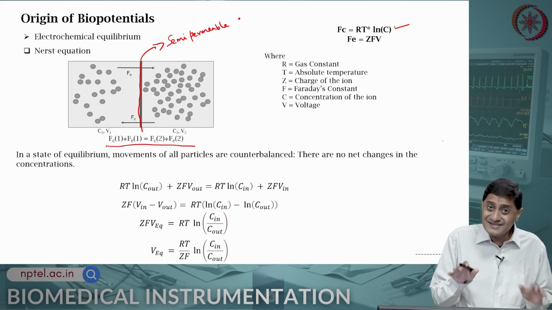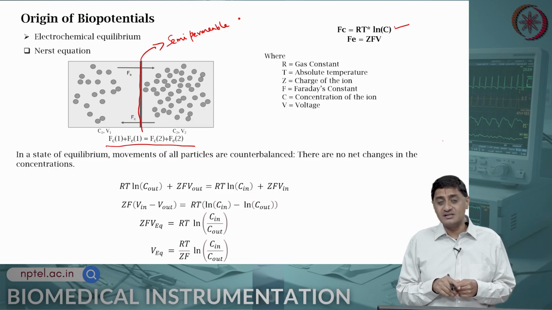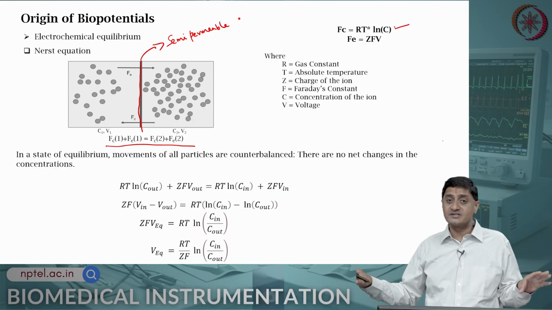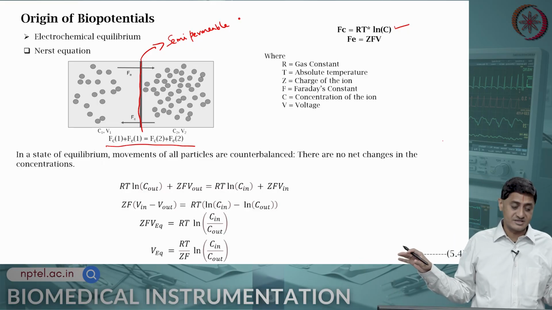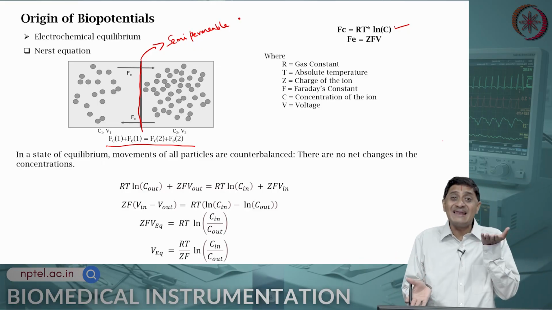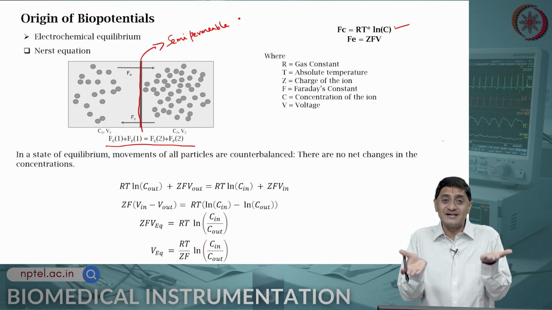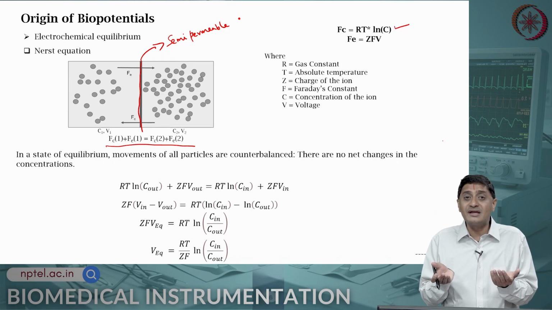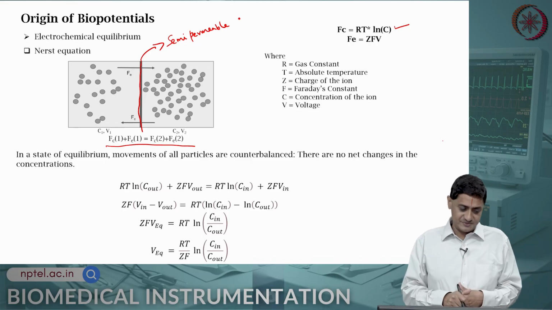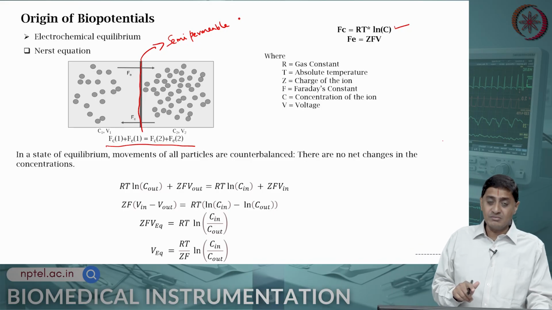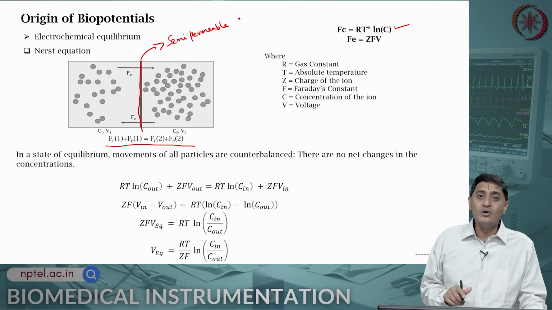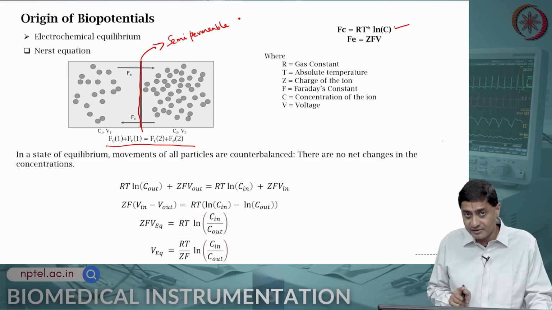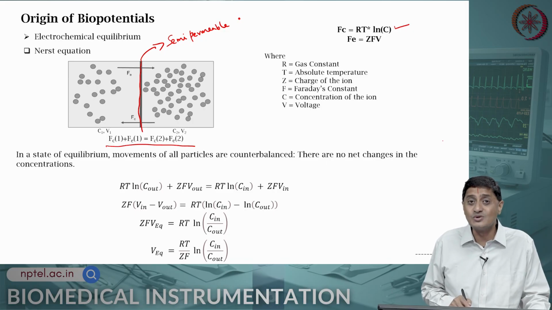Now, if an equilibrium is reached, it is reached not because the concentration has become equal on both sides, or because the potential has become equal on both sides, but because a balance between the concentration gradient and the electrical gradient has been achieved, or rather an electrochemical equilibrium has been achieved. In this state of equilibrium, there will be no net movement of charges. That does not mean that there is no movement, it just means that there is no net movement.